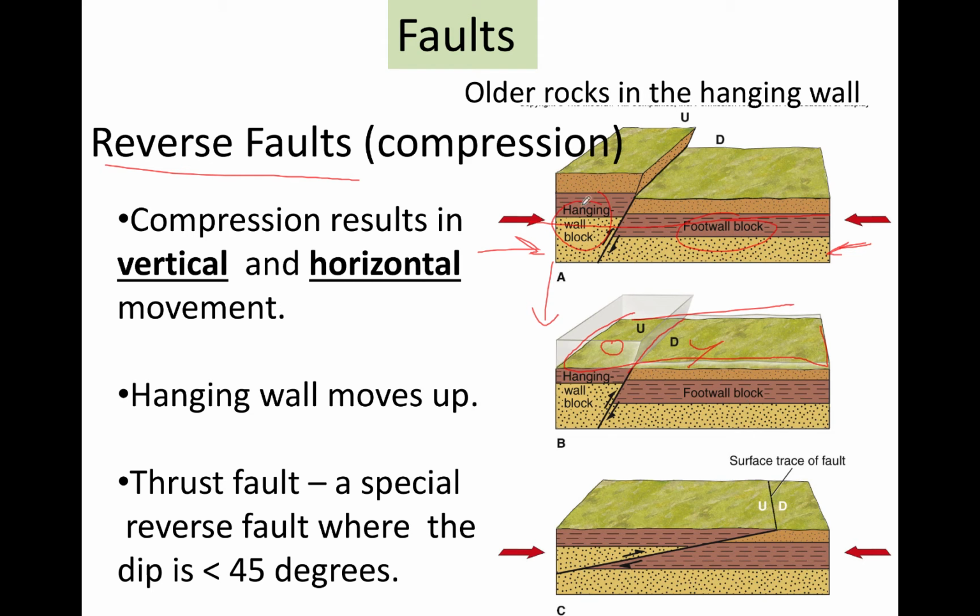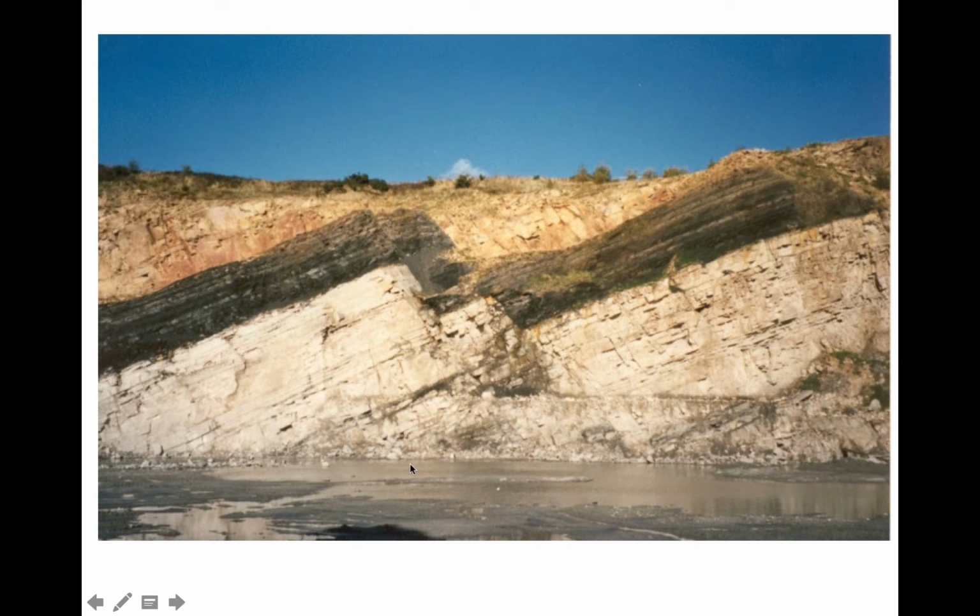Okay? There's a special kind of reverse fault, still forming under compression. It is called a thrust fault. Notice the angle I've drawn down here at the bottom. This angle is less than 45 degrees. When the dip of the fault plane is less than 45 degrees, we're going to call it a thrust fault.